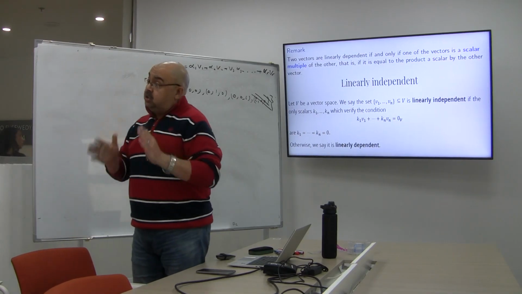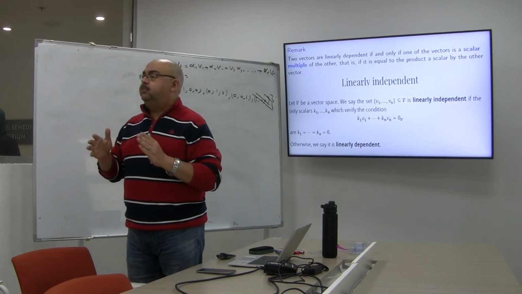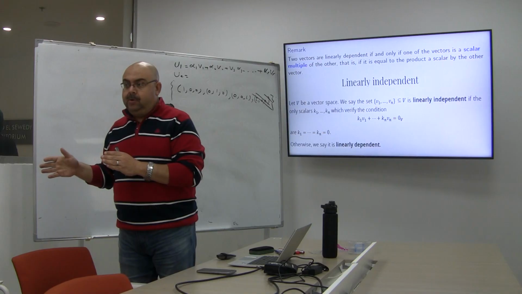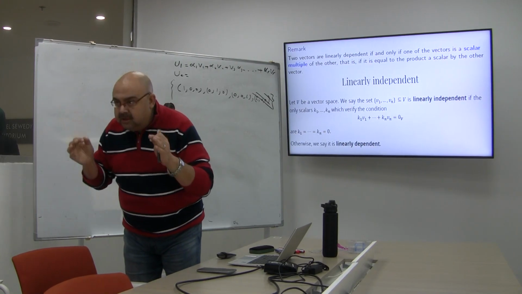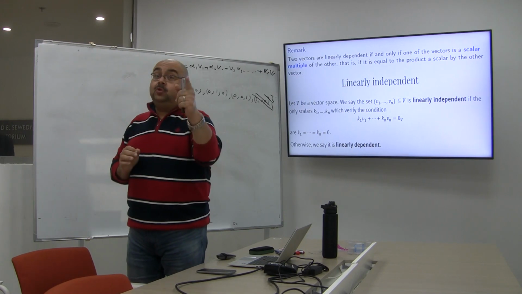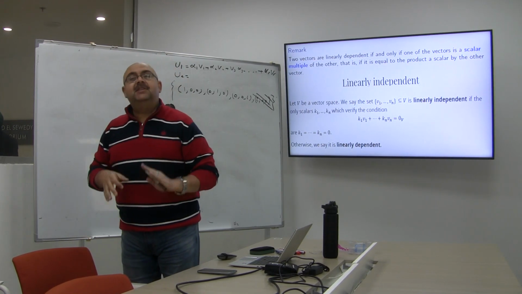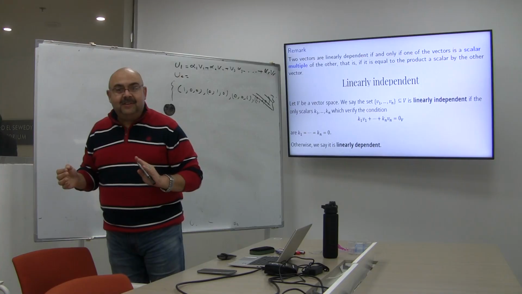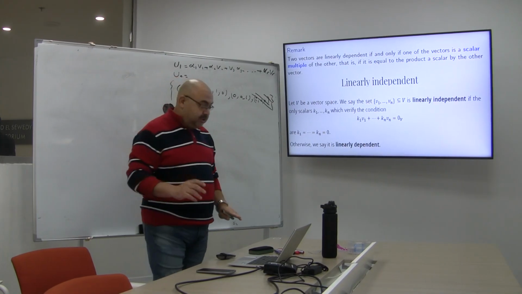So if it is just only the unique solution, that K1 up to Kn must equal 0, then they are a linearly independent set. If there is an infinite number of solutions, Farid, then it is a linearly dependent set. Okay? Come, try a question.